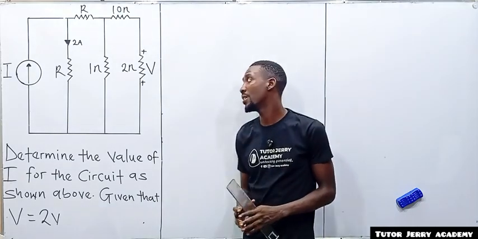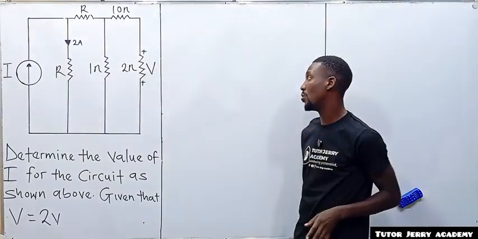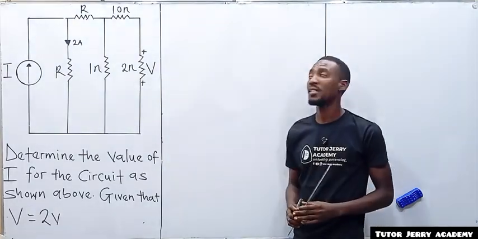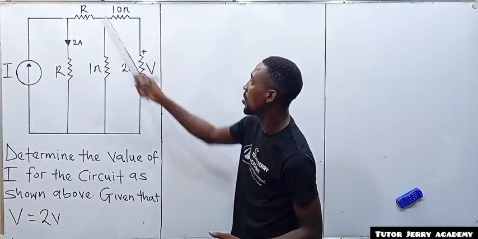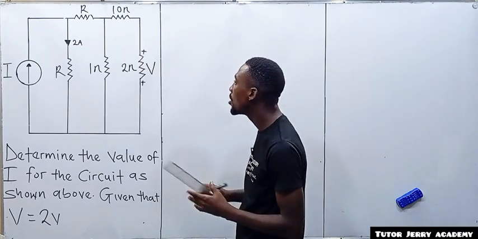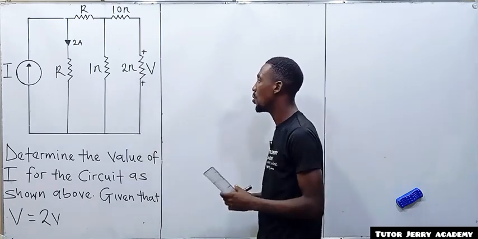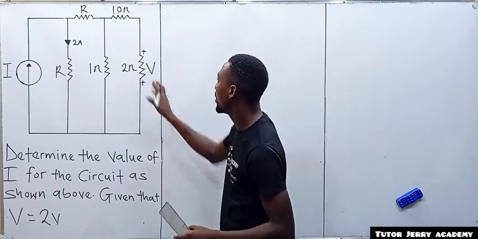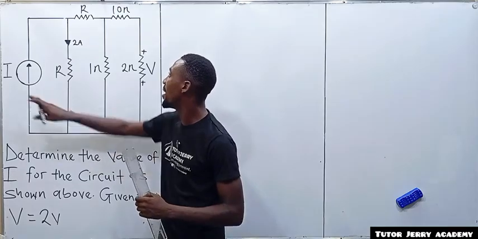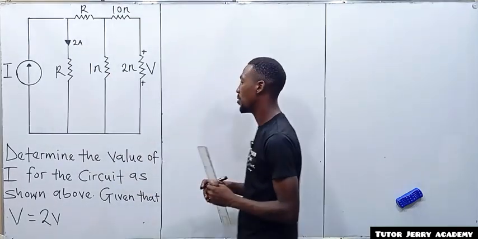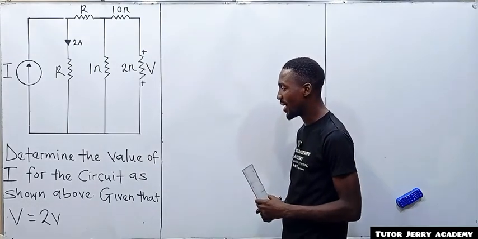We are going to be solving another interesting question on current divider rule, and you can see the circuit above. We have a resistor R of 10 ohms, another resistor of 1 ohm, and this one is 2 ohms, and then we have a voltage here, and current I entering the whole circuit. We are asked to determine the value of I for the circuit as shown above.